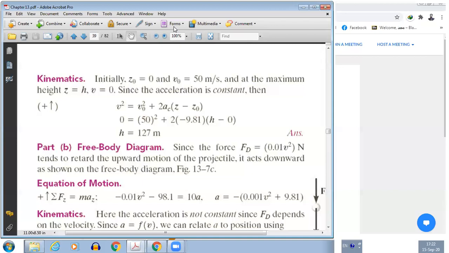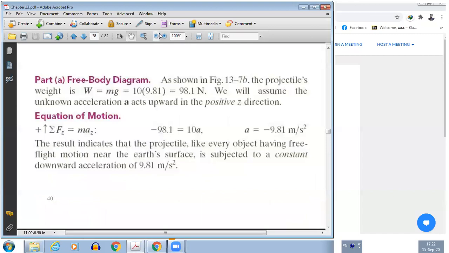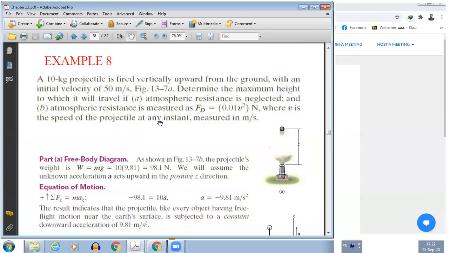Okay, if part A is clear, let's move towards part B. But part B is not that easy, so let's deal with it. So part B, what was asked in part B? In part B, the atmospheric resistance is not neglected, rather atmospheric resistance is measured as Fd equals 0.01 v square.